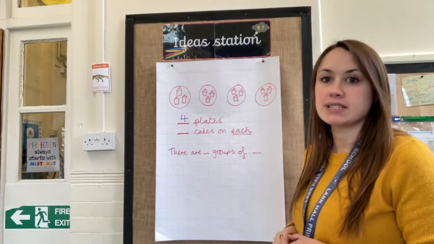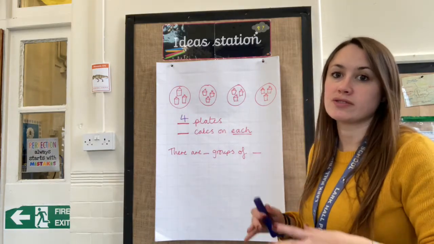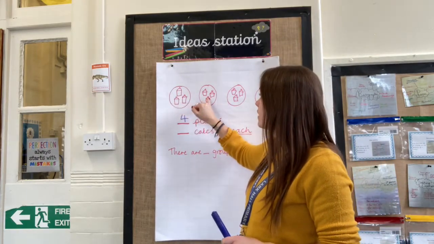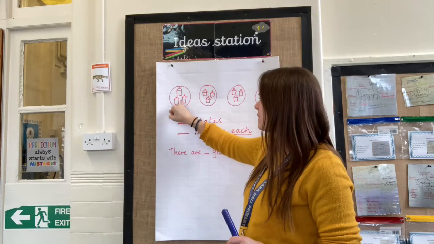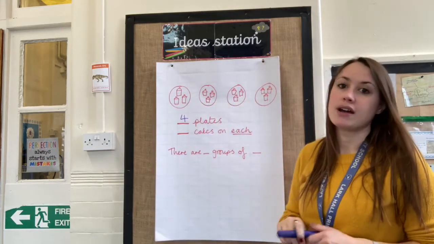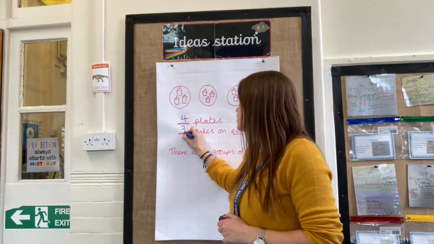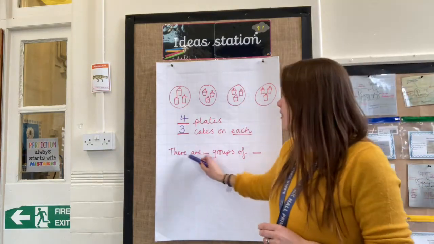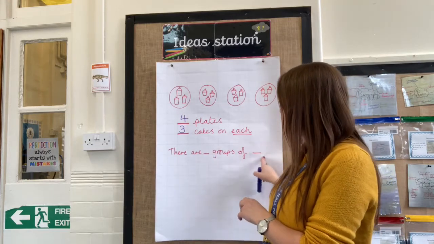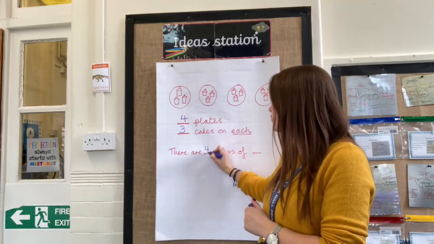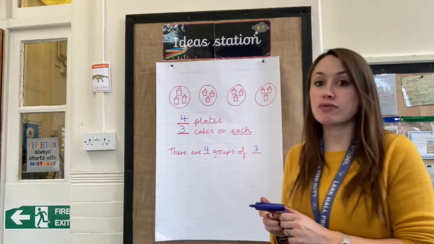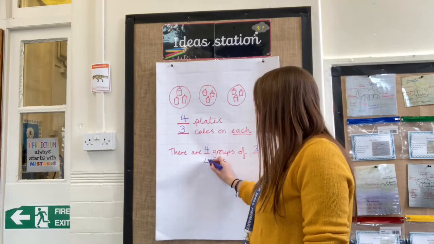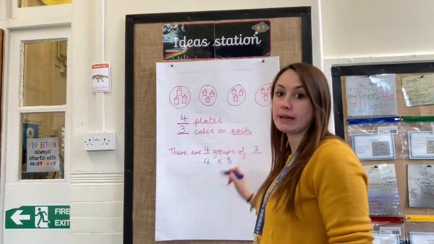And then the next part of it is asking you how many cakes are on each plate. How many in each group? There are 3 here. Are they all equal? Let's see. Are they all the same? 3, 3, 3, and 3. Great. So it is a multiplication. It's 3 cakes on each plate. So there are how many groups of what? There are 4 groups of 3. And if I wanted to write that as a multiplication number sentence, I would write 4 times 3.